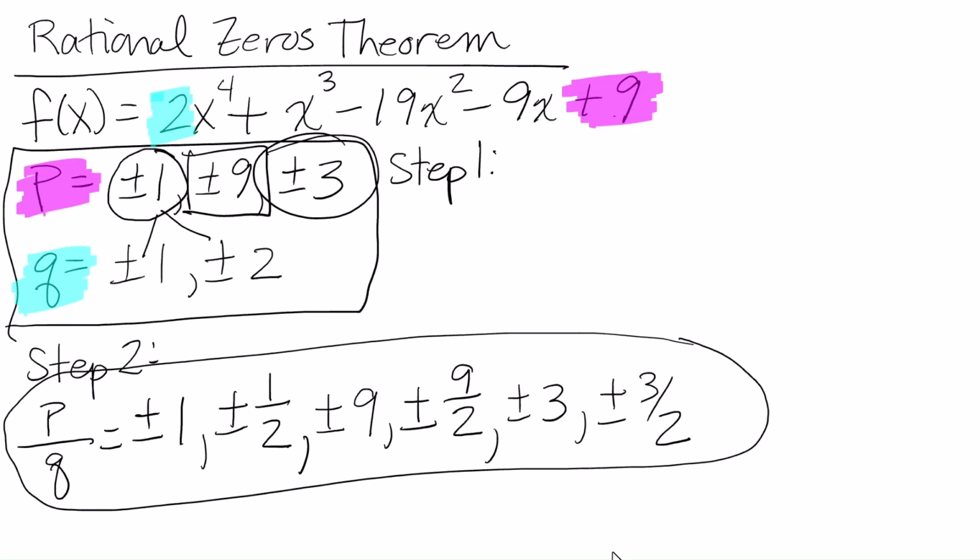But this list gets us started on the way to finding the zeros of a polynomial function. That is what we use this theorem for. In the following videos, you will see how we use this theorem to help us find all of the zeros of a polynomial function.